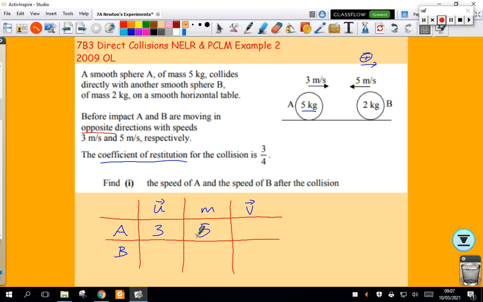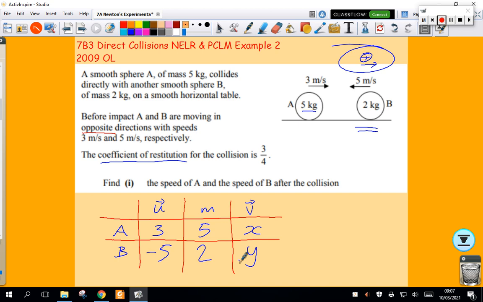Object B, this is where most people will go wrong. Object B is moving to the left at 5 meters per second, so its velocity is negative 5. Why negative? Because I've defined the coordinate system to be right positive. I could have defined it to be left positive, in which case the velocity of A would be negative and the velocity of B would be positive. But in general, we tend to go with right positive. The mass of that second particle B is 2. And the final velocities, well, that's the things we're looking for.